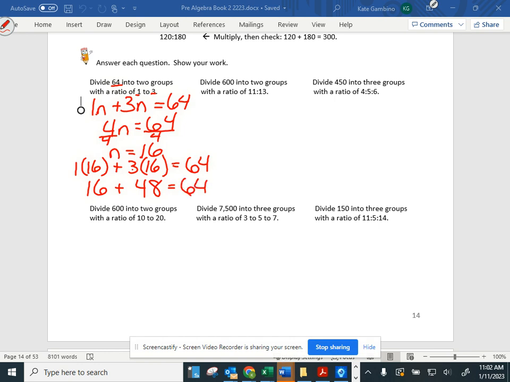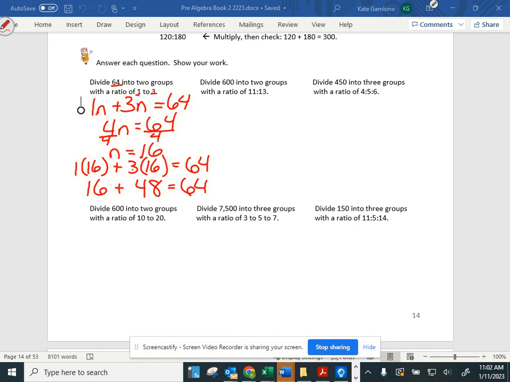And does 16 plus 48 actually equal 64? It does. Not a maybe. It does. So this is what we are doing. When we say divide it into two groups, one group of 16 and one group of 48, that is our answer. So let's do the next one.